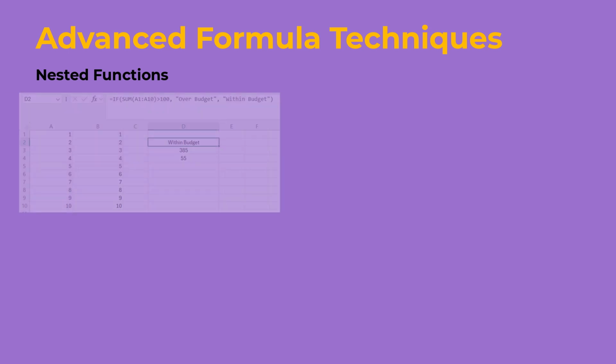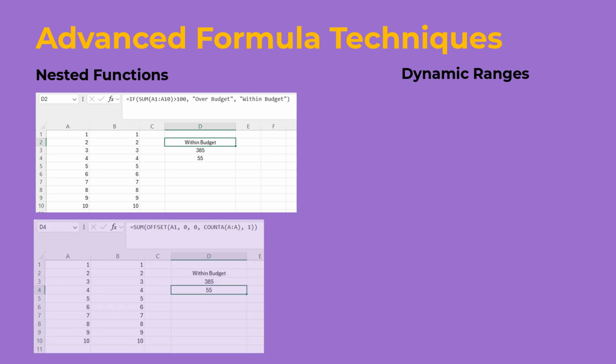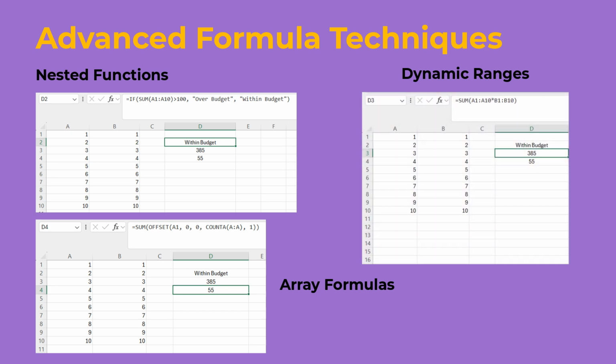Advanced formula techniques. Nested functions combine functions to perform complex tasks. This formula checks if the total exceeds 100. Array formulas perform multiple calculations at once. The formula below calculates the sum of products in two ranges. Dynamic ranges. Use functions like OFFSET to define ranges that adjust automatically. For example, this function sums all non-empty cells in column A.